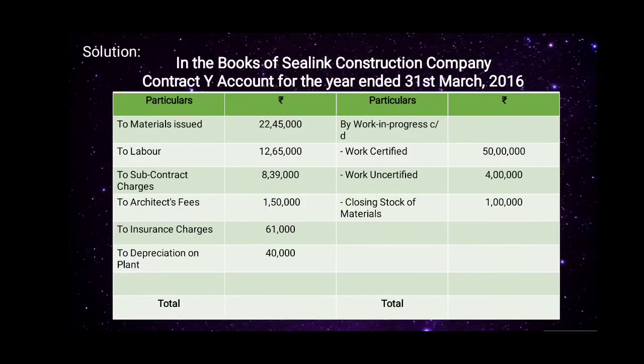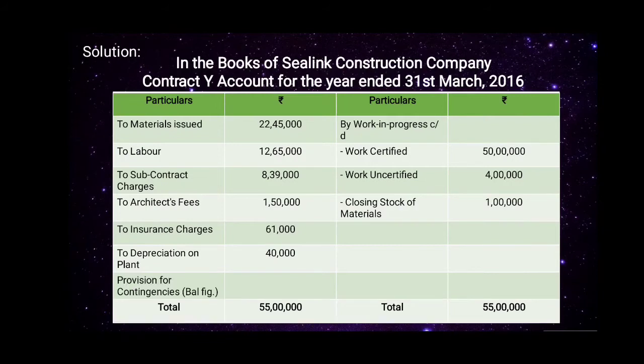So let us take the total of both the sides. The total amount is 55 lakhs on the debit and on the credit side. And the balancing amount that is appearing on the debit side will be termed as provision for contingency, that is the balancing amount. So the amount is 9 lakhs.